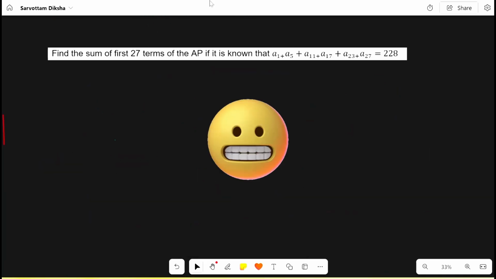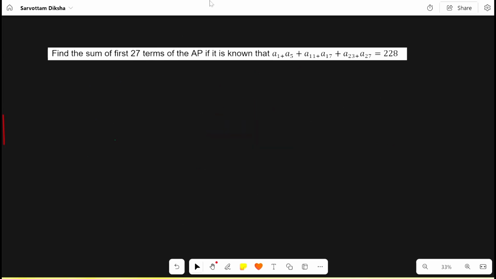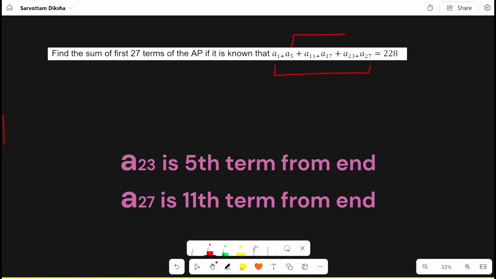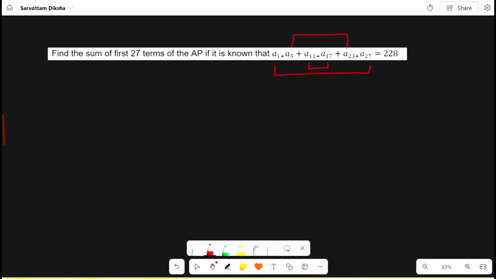Now see this equation. Oh my God, who will solve this equation? They have told me to find the sum of 27 terms. And I know from the concept that the sum of the first term and the last term is the same as the sum of the fifth term and the fifth last term, and the 11th term and the 11th last term. So I can write all of them as (A1 plus A27) into 3, which is equal to 228. And I will get A1 plus A27 as 76.